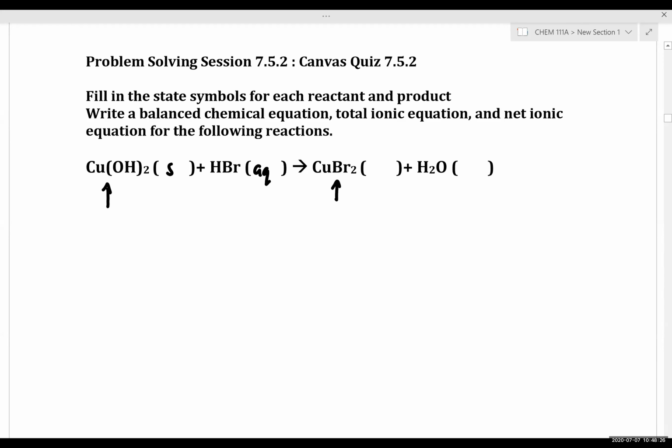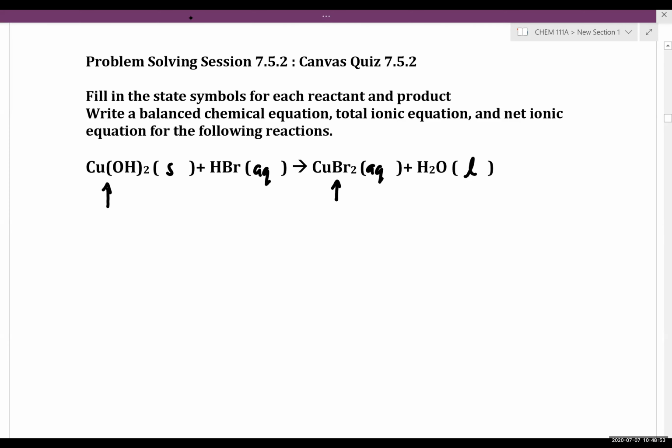Copper 2 bromide. Bromide salts, are they generally soluble or insoluble? Soluble, yep. Bromides in general are soluble, barring a few exceptions. Water, we just put a liquid symbol.